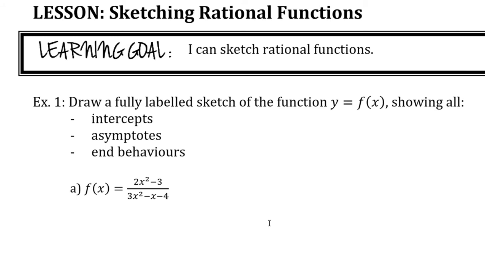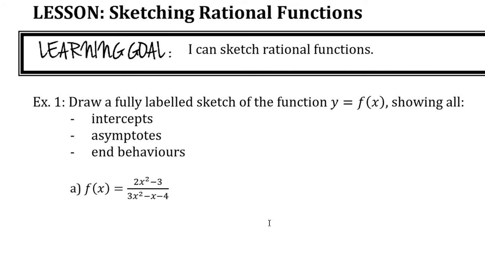You have to fully label your sketch, and by that we mean you have to find all the intercepts and show them and label them, find all the asymptotes, obviously draw them in and label them, and find the end behaviors. We'll pencil those in, and then we'll just use them to draw the function. Okay, and that's what we'll always do for all of these kinds of sketches. So the pre-work is finding all of that, and then we'll put it together in a sketch.